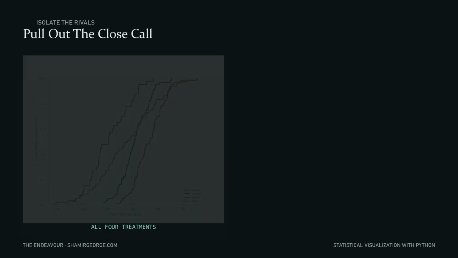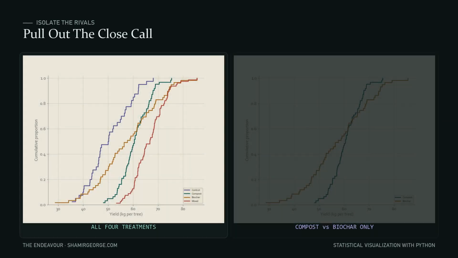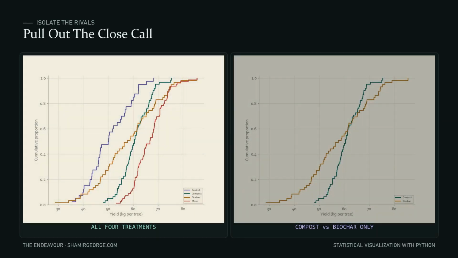All 4 curves at once is honest, but busy. Pull out just compost and biochar though, and the real story jumps forward. Compost's staircase climbs like a cliff around 60 kilograms, tight and predictable. Biochar's climbs like a gentle ramp from 29 kilograms all the way to 85. Same rough median, utterly different risk. Isolating the pair makes that gap impossible to miss.